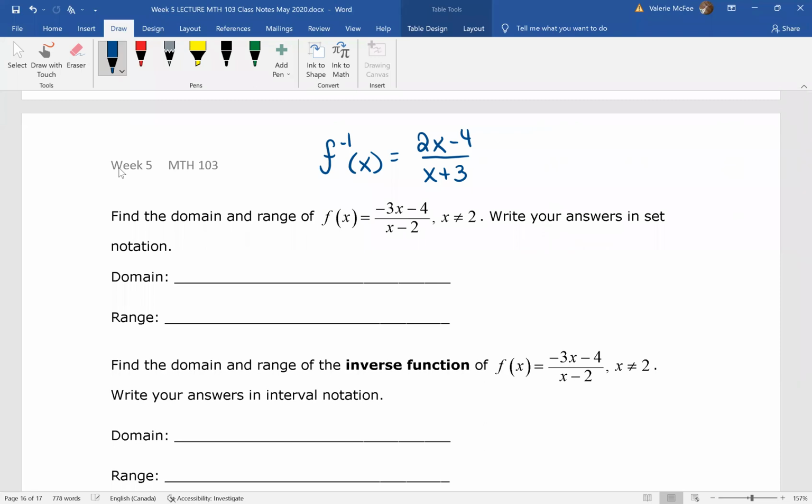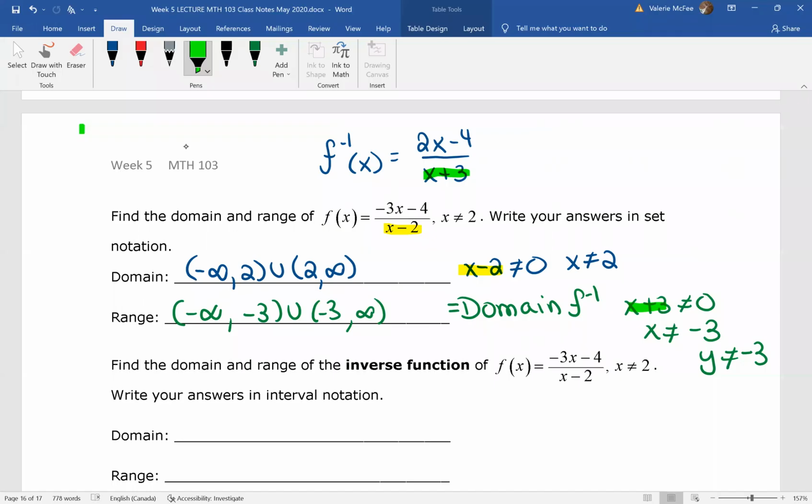So we have our function, and then I've written the inverse function above there. I would like you to find the domain and range of the function. So we could see in yellow that the denominator of our function cannot equal 0. So we have a domain restriction of x cannot equal 2. For the range, we know that it's equal to the domain of our inverse function. In green, x plus 3 cannot equal 0. But remember, when we're talking about our range of the function, it's telling us that y cannot equal -3.